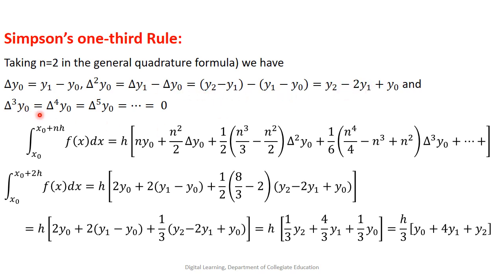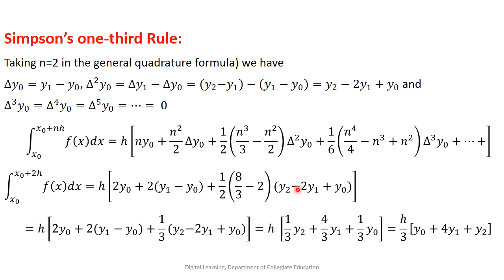And delta cube y naught, delta 4 y naught, delta 5 y naught, these higher differences are all equal to 0. So this is my general quadrature formula. In this I am taking n is equal to 2, and here also n is equal to 2. I am substituting n is equal to 2 and I am getting this. Delta y naught is equal to this, delta square y naught is equal to this, and all the other higher differences are 0. Therefore there are no terms over here.